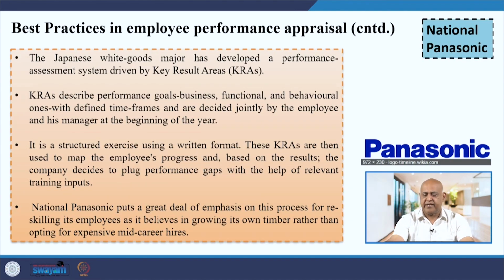The third example and the third case study is about National Panasonic, the Japanese white goods major, which has developed a performance assessment system driven by key result areas, KRAs. They describe the performance goals, business, functional and behavioral ones, with defined time frames, decided jointly by the employee and his manager at the beginning of the year. It is a structured exercise using a written format, and these KRAs are then used to map the employee's progress, and based on the results the company decides to plug performance gaps with the help of relevant training inputs. So, in that case the question is whether the KRAs described on the performance goal basis, and which the manager set in the beginning of the year, have been achieved or not. National Panasonic puts a great deal of emphasis on this process for reskilling its employees. It believes in growing its own timber rather than opting for expensive mid-career hires.